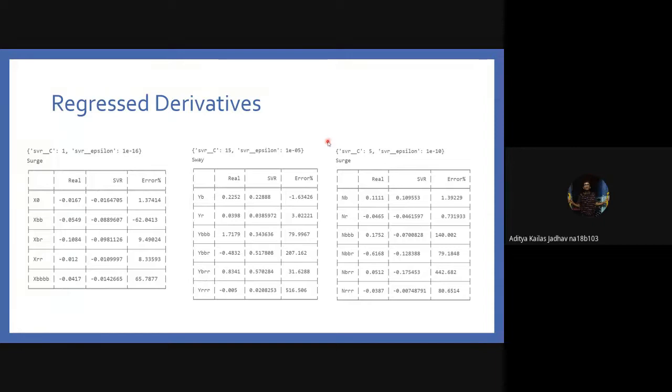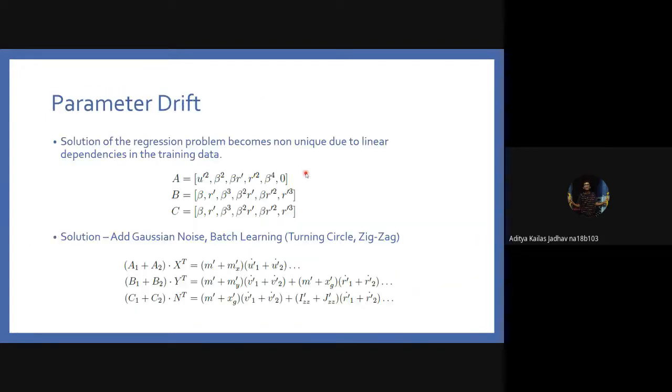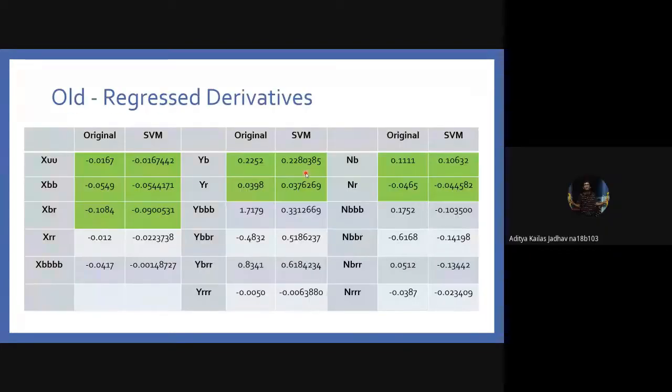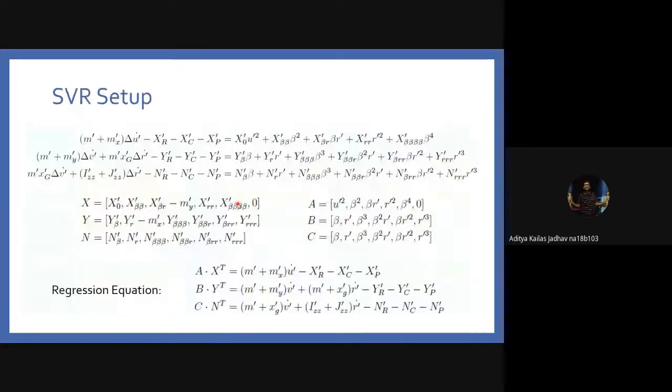Hello. Yes. So can you go to the previous table? Okay. This one. So I still didn't understand how the higher order derivatives are affected. Why is there some error in that due to parametric drift, as you told? I didn't understand that. Why is the error there? Okay.